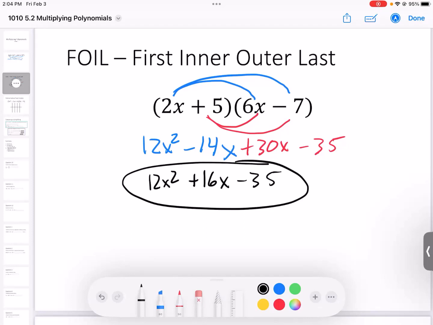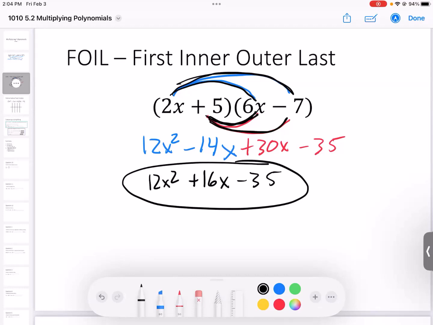So if you have learned about FOIL before, FOIL is basically a little algorithm to help people remember this. So the F stands for multiplying the first term. So that would be that. You multiply the first term in each binomial. And then the inner ones are where you multiply the 2 inner terms. The outer ones would be multiplying these 2, and the last would be multiplying those.